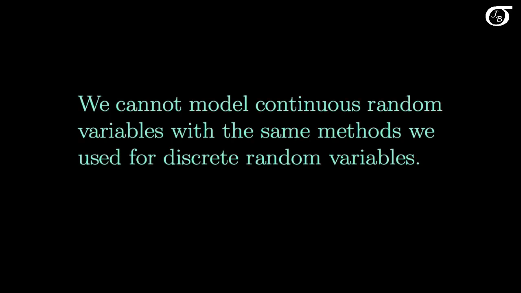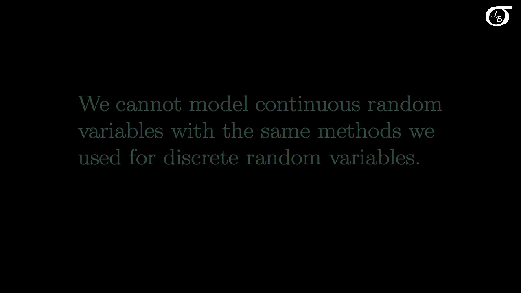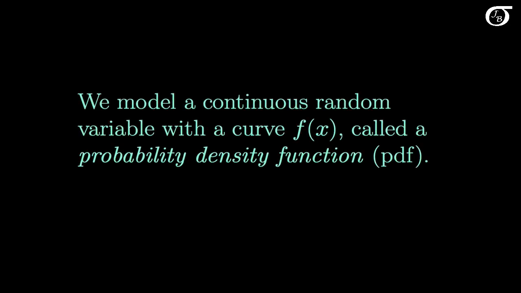We cannot model continuous random variables with the same methods we used for discrete random variables. There will be some similarities, but we will have to use different methods. We model a continuous random variable with a curve, f of x, called a probability density function, or PDF.